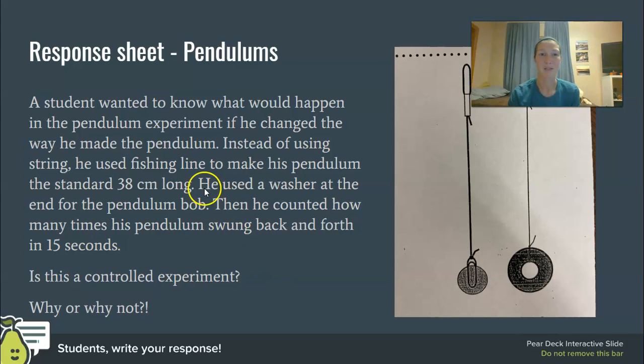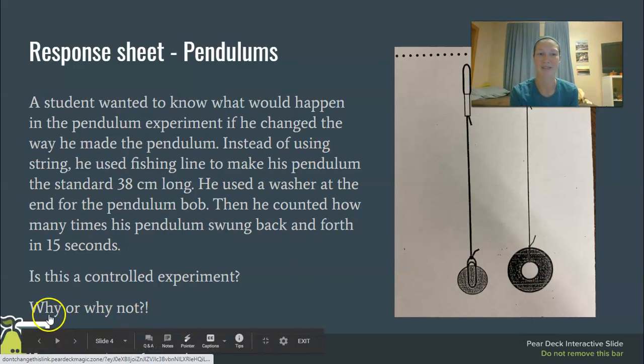Okay, so a student wanted to know what would happen in the pendulum experiment if he changed the way he made the pendulum. Instead of using string, he used fishing line, and to make it the standard 38 centimeters long. Then he used a washer at the end for the pendulum bob. Then he counted how many times it swung back and forth in 15 seconds. Was this a controlled experiment? Why or why not? So type in your response there. Make sure you really answer this why or why not. I shouldn't just see a one-word answer there.